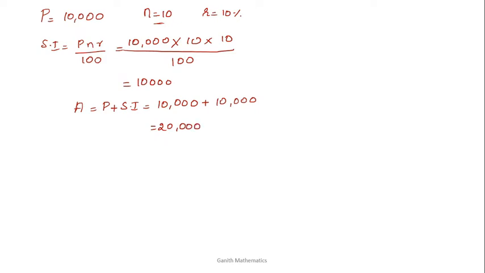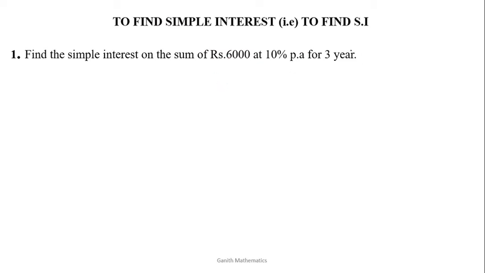This is the basic concept of principal and interest. What is the amount you are getting from the lender now, and after 10 years, how much you are going to pay him. That is what we are going to calculate using simple interest. So we'll see the first problem, to find the simple interest, that is to find SI.